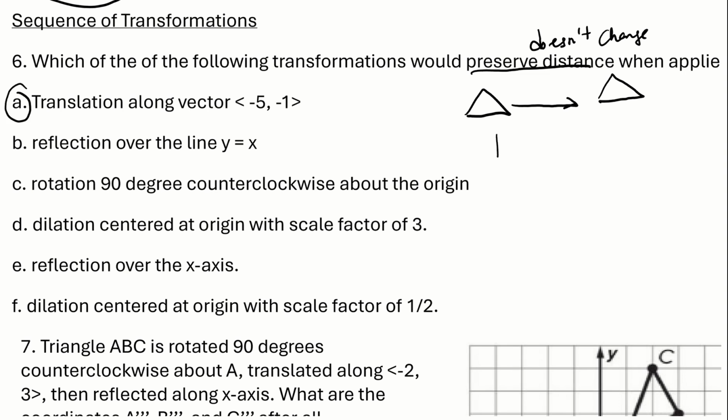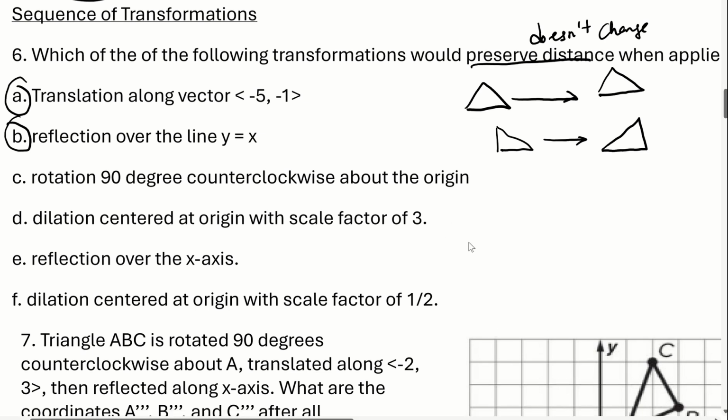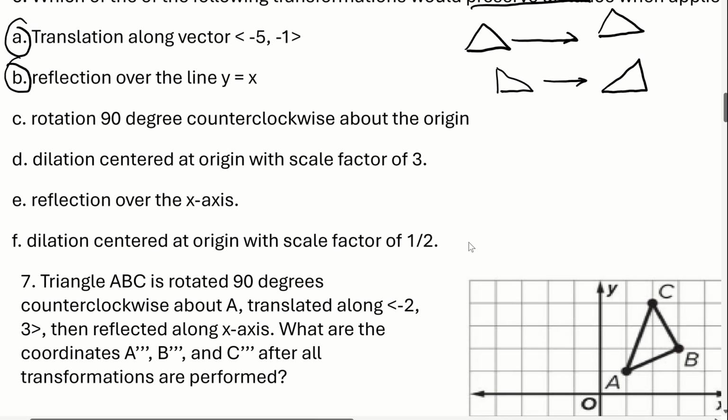If I take a triangle and I reflect it or flip it, it's still going to preserve the distance, right? It's still going to be the same size triangle. So therefore, reflection preserves distance. It doesn't really matter what the type of reflection. Rotation 90 degrees counterclockwise. So if I take a triangle and then I rotate it 90 degrees, let me do one that's a little bit more obvious.